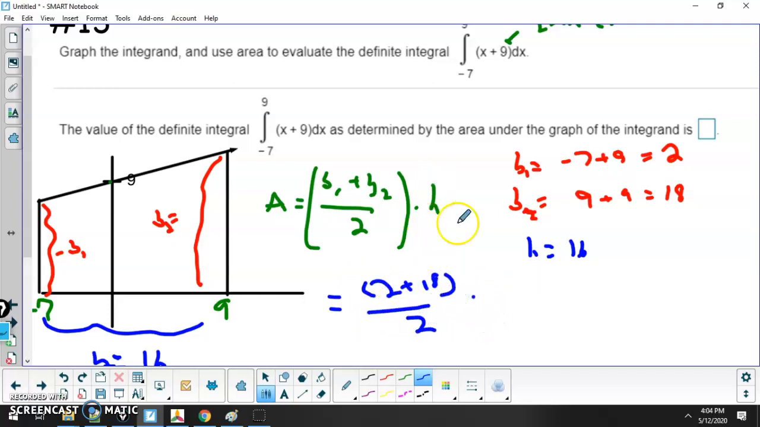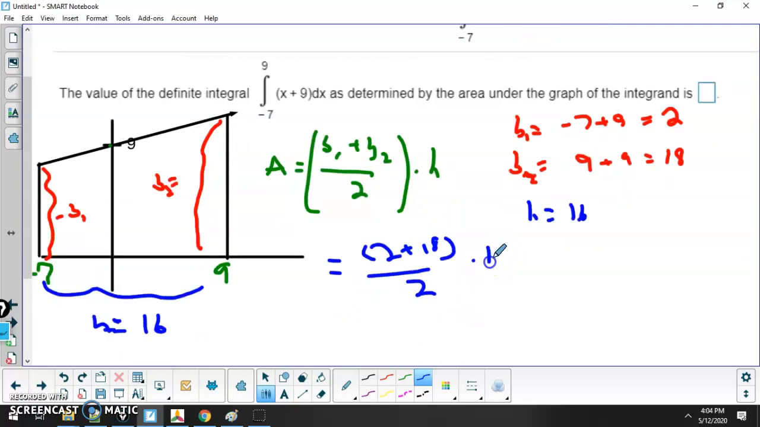Okay, so the height was, what, 16? All right, so you have 2 plus 18, which is 20, divided by 2, which is 10. 10 times 16. This area is 160 units squared.